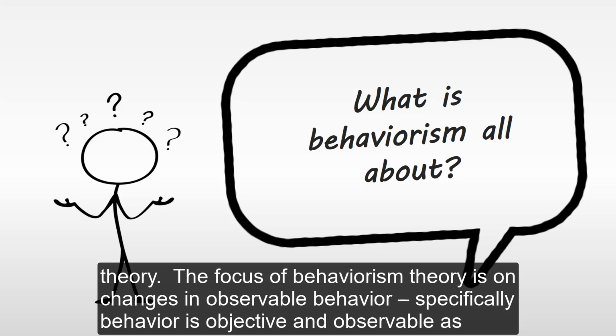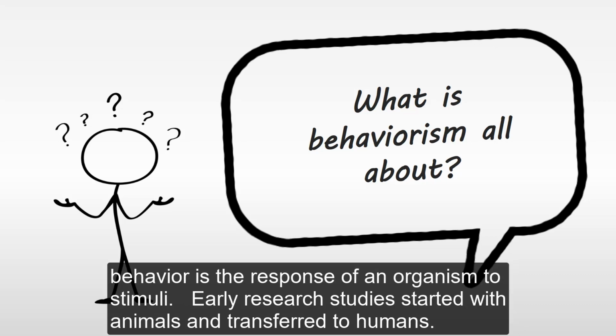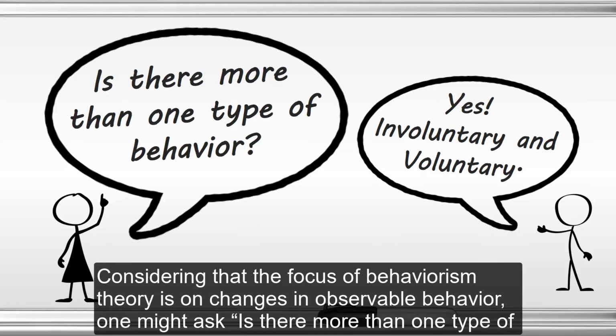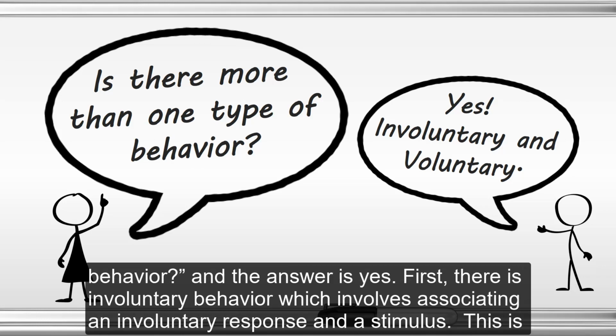Specifically, behavior is objective and observable, as behavior is the response of an organism to stimuli. Early research studies started with animals and transferred to humans. Considering that the focus of the behaviorism theory is on changes in observable behavior, one might ask, is there more than one type of behavior? And the answer is yes.